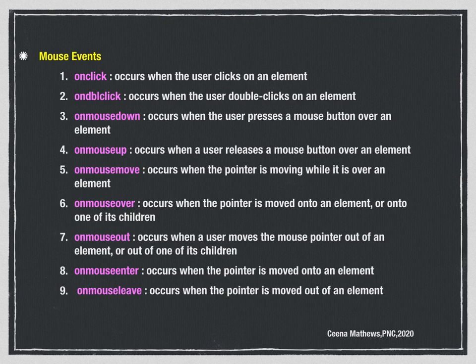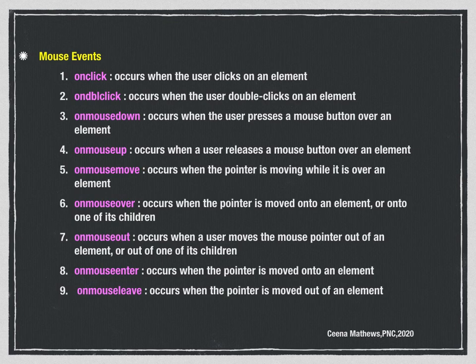Second is on double click. It occurs when the user double clicks on an element. When the mouse button is clicked twice, this event occurs. On mouse down, it occurs when the user presses a mouse down.